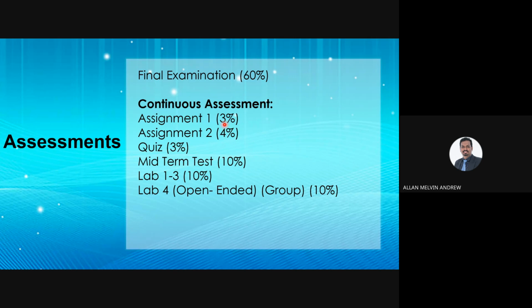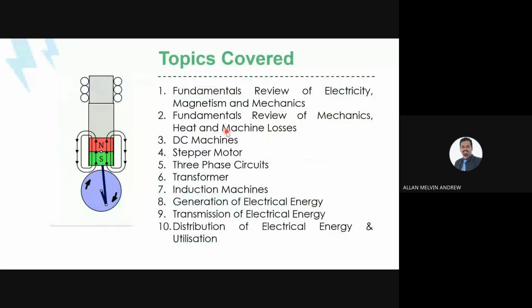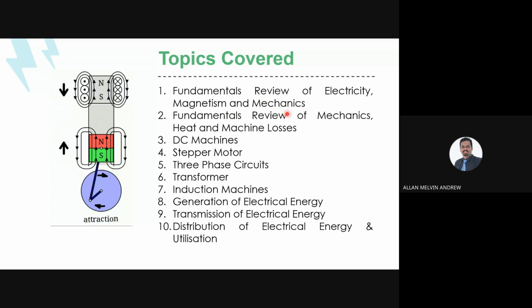Continuous assessment is 40 marks. The remaining 60 marks are from the final. So what are the topics covered? Fundamentals review of electricity, magnetism, and mechanics.